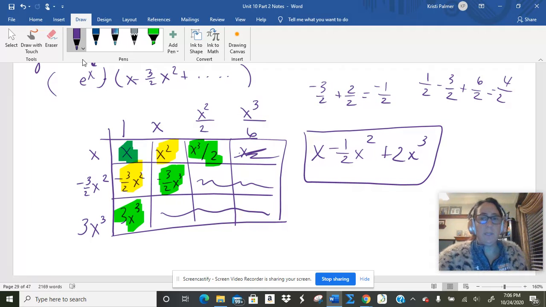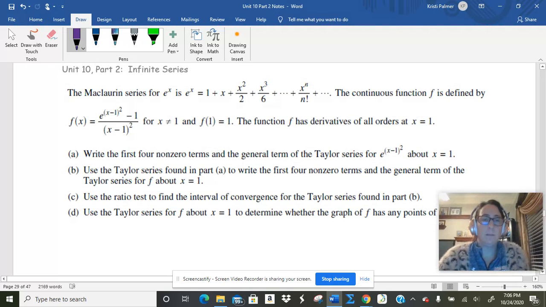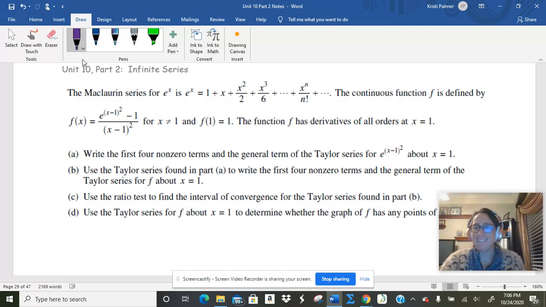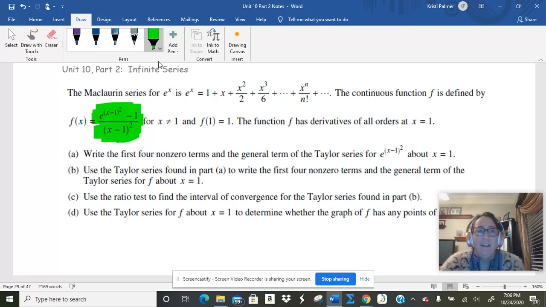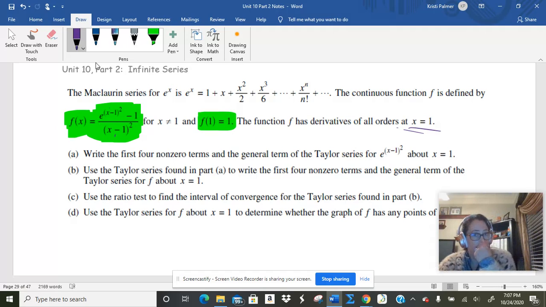Okay, let's do the next one together. On this one, they told you e. You're like, okay, thanks, but I knew that. And then they are giving you, and you're like, oh man, I wish I could have just found e instead. But they're giving you this bumba jumba for f of x. And then they give you a point as well. Here I can see that it is being centered at 1. I can see that from here and here, as they were making this function. Okay, so let's see what they want us to do.